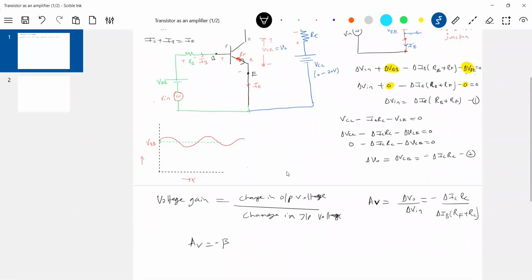So AV is minus beta times RC by (RB plus RF). In fact, what happened to RF? RF will be very small. So the formula will become RC by RB. In the books, they call RC as RL.